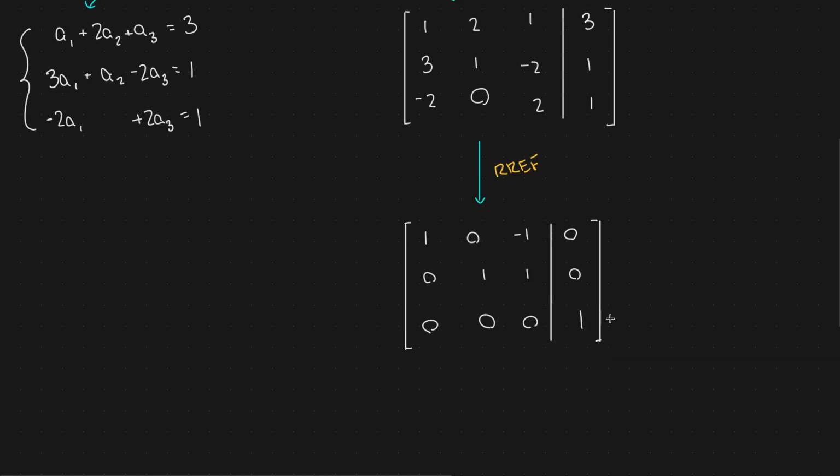So this line translates to the equation 0 equals 1. And that's a nonsense equation. That doesn't make any sense, which means that this system of equations has no solution.